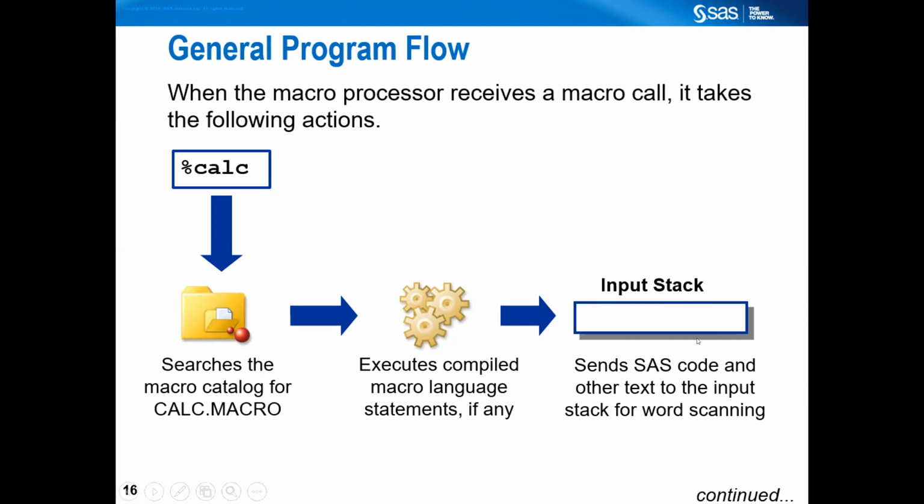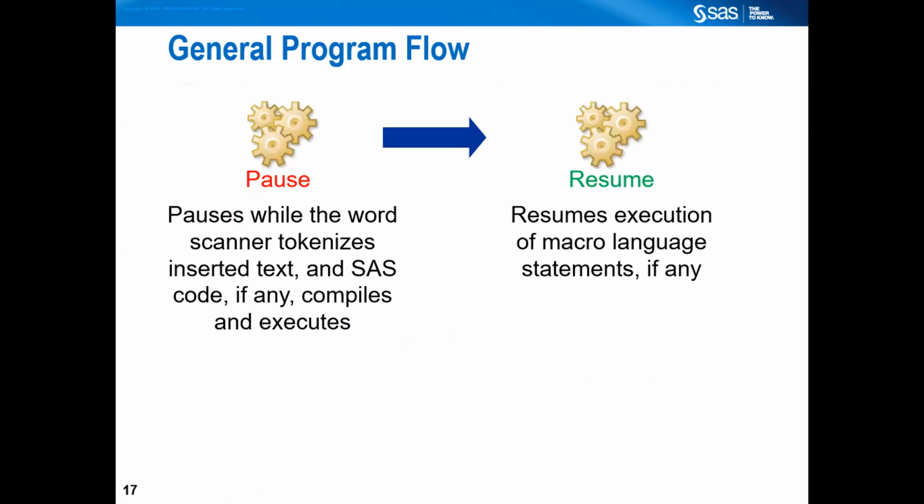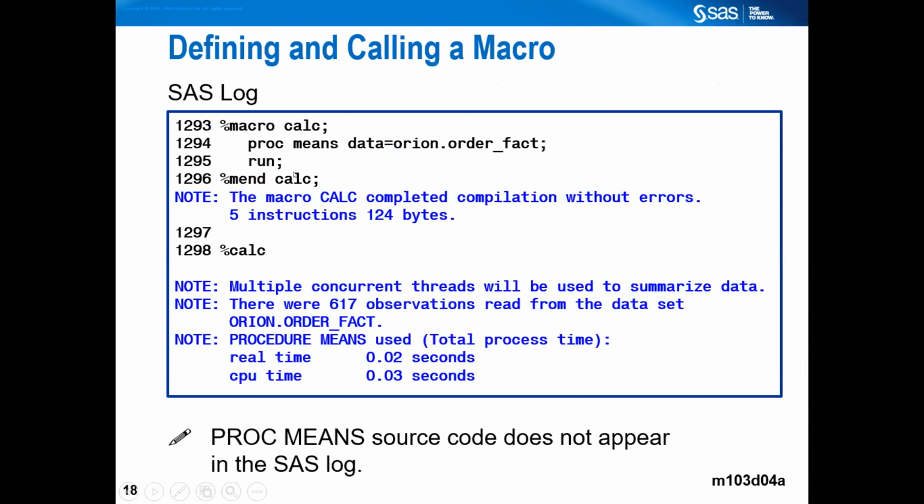Fine. Then it goes to the input stack, because this comes into the macro processor. So if it has any SAS program, it comes to the input stack, and the input stack follows the normal flow from compilation to execution. Then it pauses while the word scanner tokenizes inserted text and SAS code, if any, compiles and executes, and resumes execution of macro language statements, if any. So this is how the program flow is. And this is where, because of the MCOMPILENOTE option, you get this message about how this macro is compiled and what space it requires to store. And it's telling it is compiled without any errors.